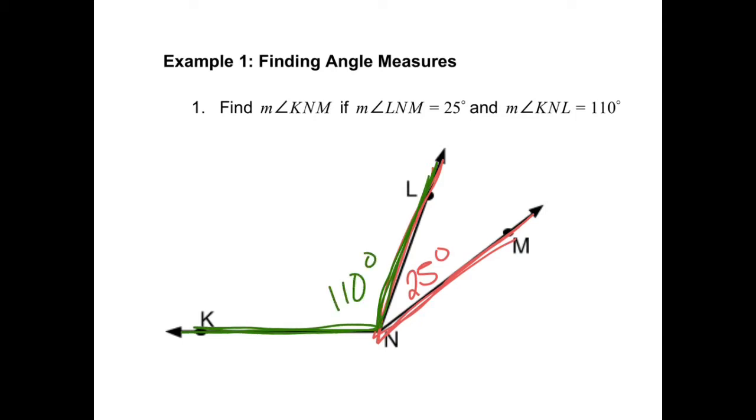So the first thing you're going to have to do is take the information that's there and make sure you're understanding where it actually belongs in the picture, being careful with the letters. Again, we are asked to find a measure of an angle, so our answer is going to be in degrees. The angle addition postulate tells me that I can simply add these two measures together to get my answer of 135 degrees for the measure of angle KNM.